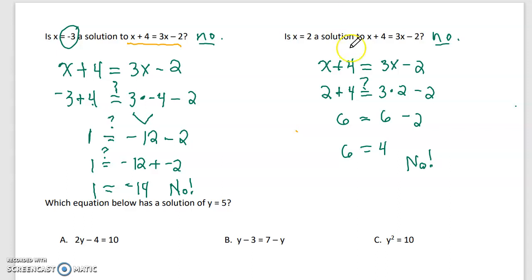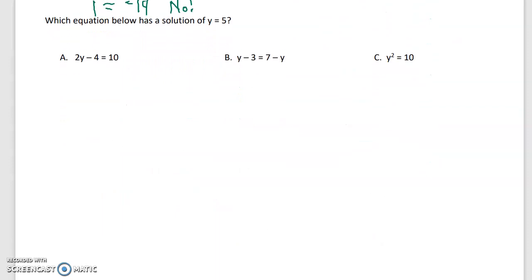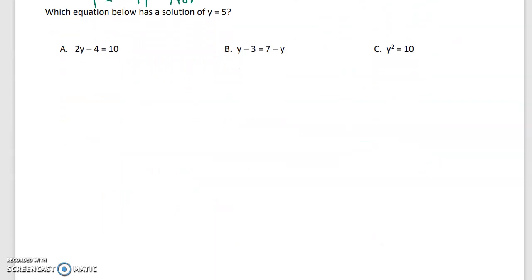One more, and we are going to review this in class as well. So which equation below has a solution of y is equal to 5? So I have a couple different types of equations down here, and let's just take a look at each one and test and see if we have a solution value of 5. You can go ahead and pause the video if you want and do these on your own and then come back and take a look at my answer, or you can keep going and follow along with me.